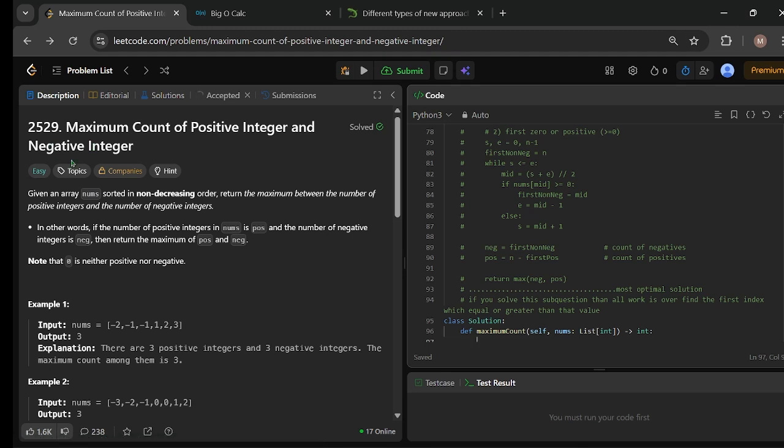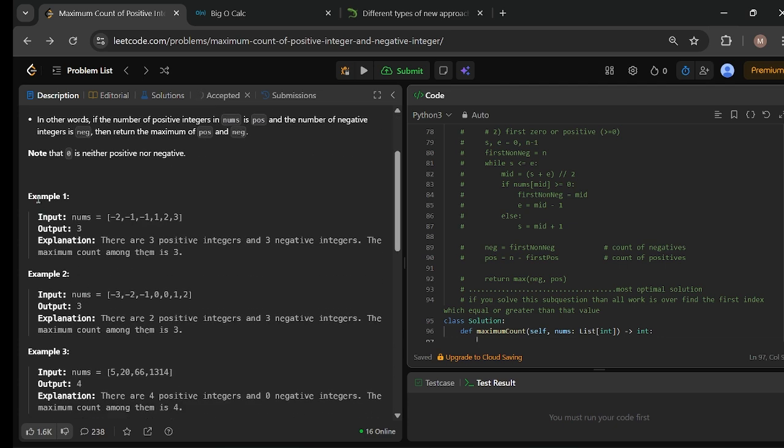Solve LeetCode 2529, Maximum Count of Positive Integer and Negative Integer. So let's start. Given an array nums sorted in non-decreasing order, return the maximum between the number of positive integers and the number of negative integers. In other words, if the number of positive integers in nums is pos and the number of negative integers is neg, then return the maximum of pos and neg.